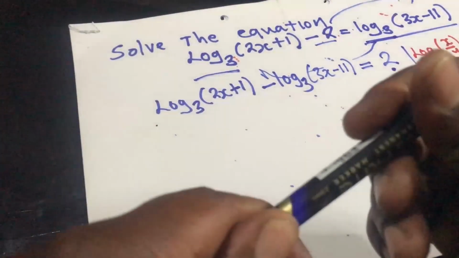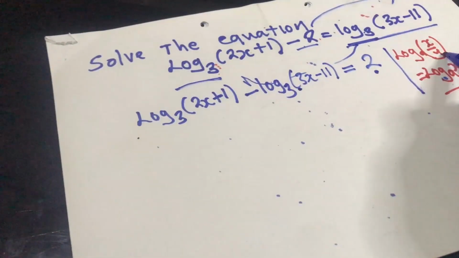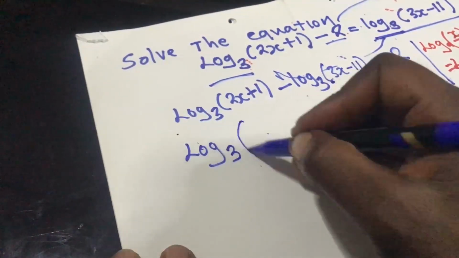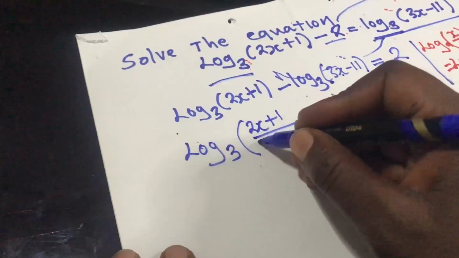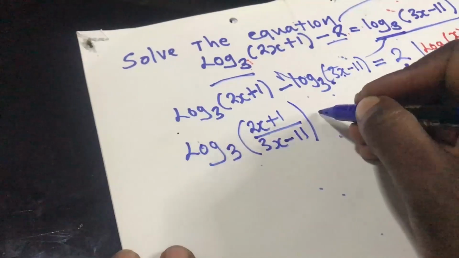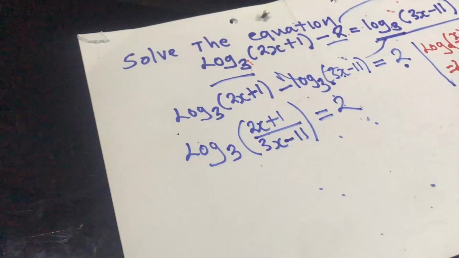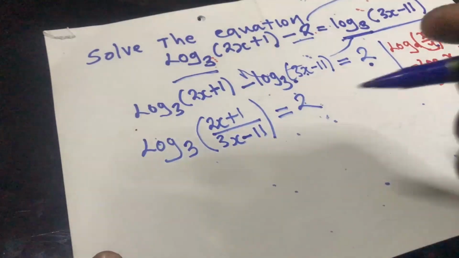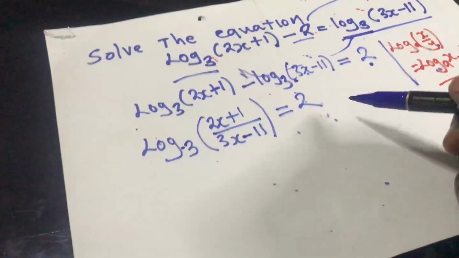So what you do then is change this into this format. So you are going to say log of base 3, then you are going to say (2x plus 1) over (3x minus 11). So this one will be equal to 2. When you are solving logarithmic equations, what you want to do is to get rid of the log as soon as possible, so that you just remain with the variables that you are solving.